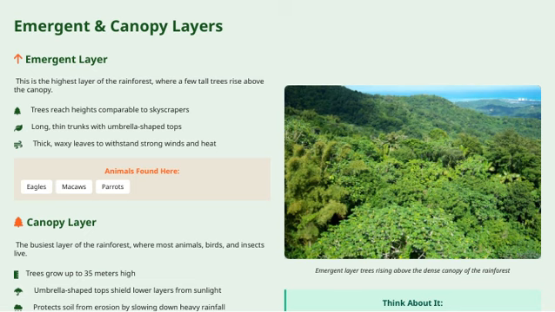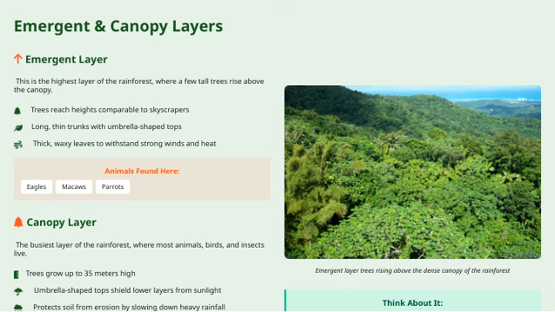Their thick, waxy leaves are specially adapted to withstand strong winds and intense heat up here. You'll find animals like eagles, macaws, and parrots living in this topmost layer, taking advantage of the vantage point and open space. Moving down to the canopy layer, this is actually the busiest part of the rainforest. Most of the animals, birds, and insects live here because it's rich with food and shelter.